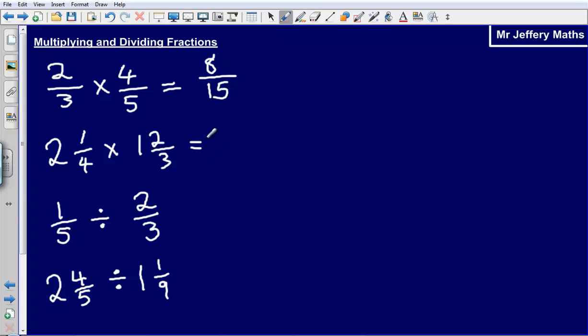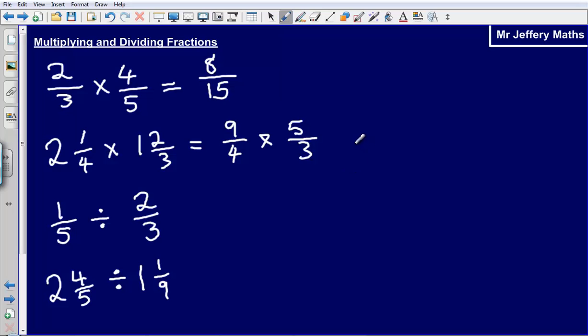Here we have got another multiplication sum, and in this one all that I'm going to do first, like we did when we were adding and subtracting fractions, is turn these into top heavy fractions. So this mixed number 2 1/4 will turn into the top heavy fraction 9/4. 4 times 2 gives me 8, add on the 1 gives me 9, so it gives me 9/4, and I'm multiplying that by 3 times 1/2 gives me 5/3.